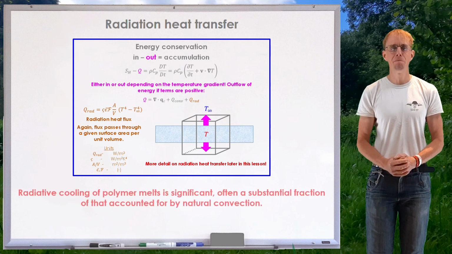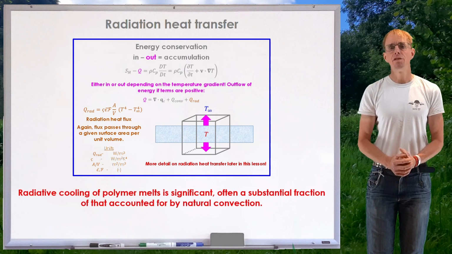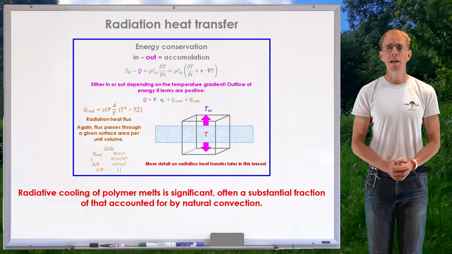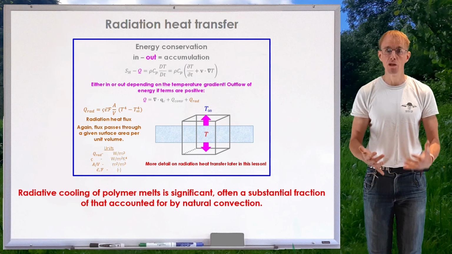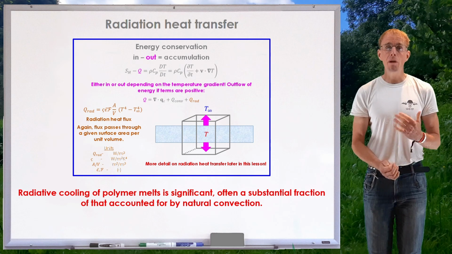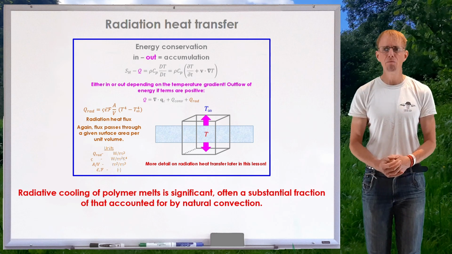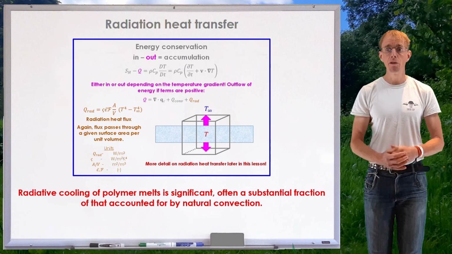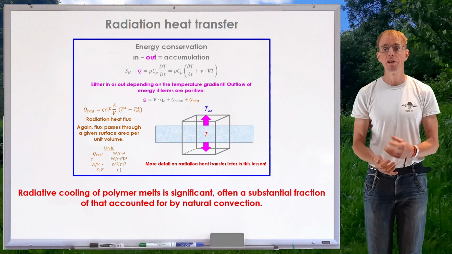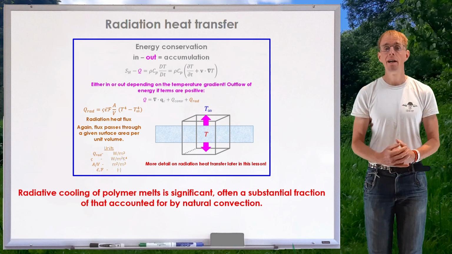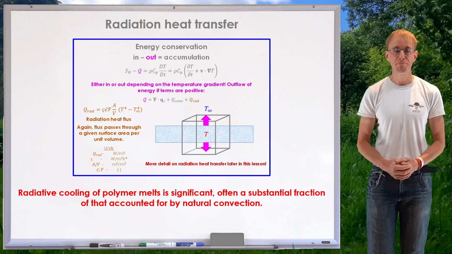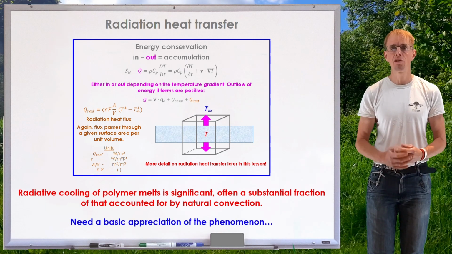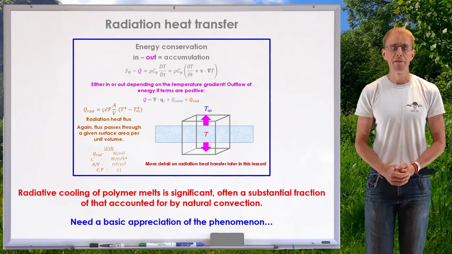All right, so let's start at the beginning. The first thing to say is that ordinarily in engineering, when we're thinking about radiation heat transfer, we tend to only take it into account when we've got high temperatures involved or large temperature differences involved. Now, when we're extruding hot polymers, actually they're quite warm, 170, 180, 190 degrees Celsius, sometimes more. And so radiative cooling of polymer melts is actually significant and can be a substantial fraction of that accounted for by natural convection. So we do need a basic appreciation of this phenomenon, and we do need to understand where and when not to apply it.